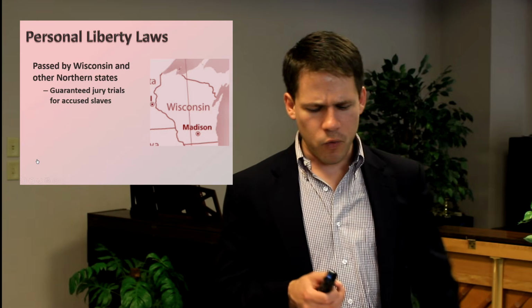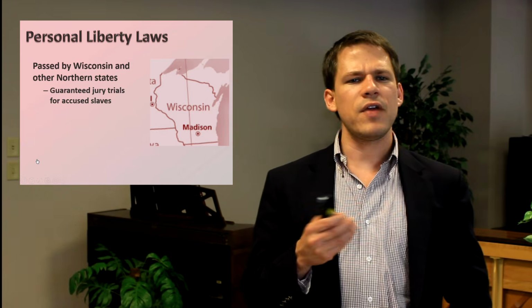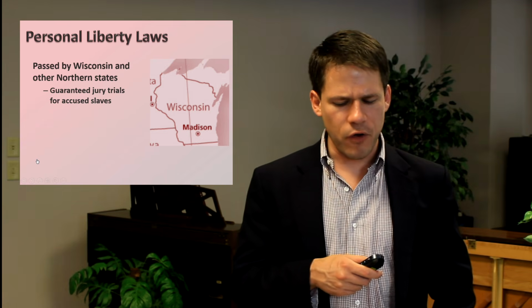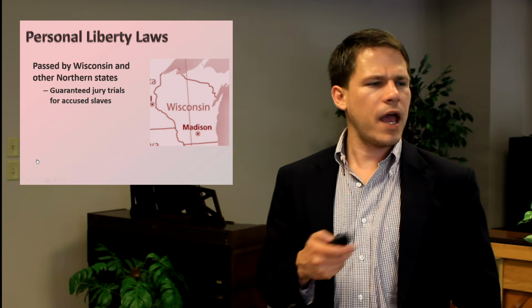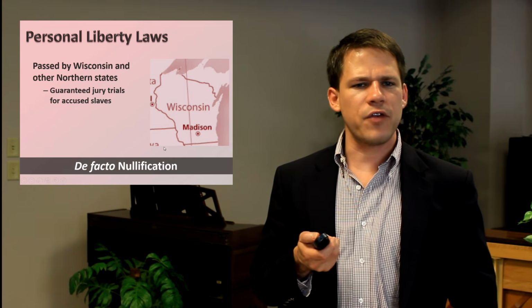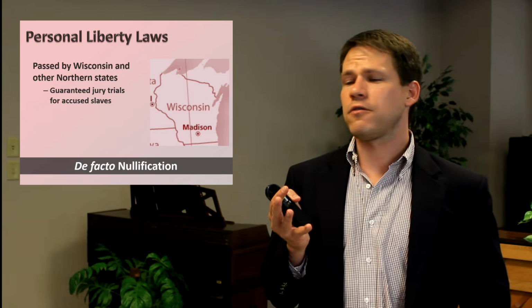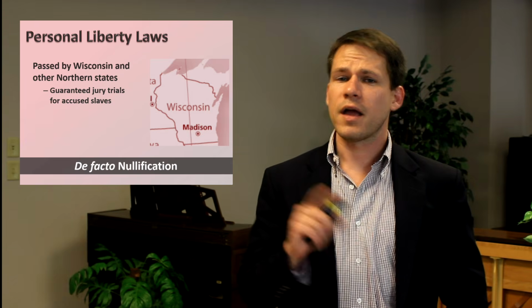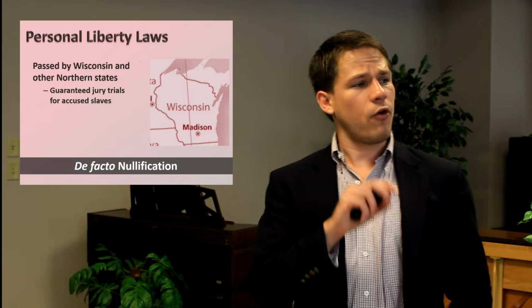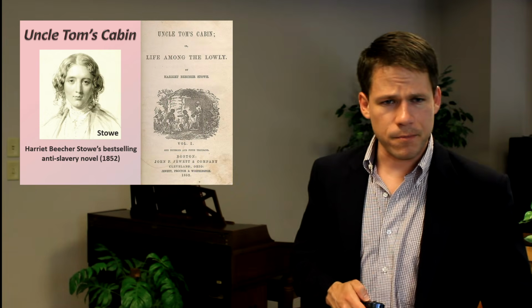So first of all, remember this fugitive slave law that happens, and you see the advent of personal liberty laws. So for example, in Wisconsin and other states, this is de facto nullification. What you see here is that they say that anybody that's accused of being a slave is going to get a jury trial, contrary to federal law. Now, they don't formally nullify federal law, but they are circumventing the federal law.